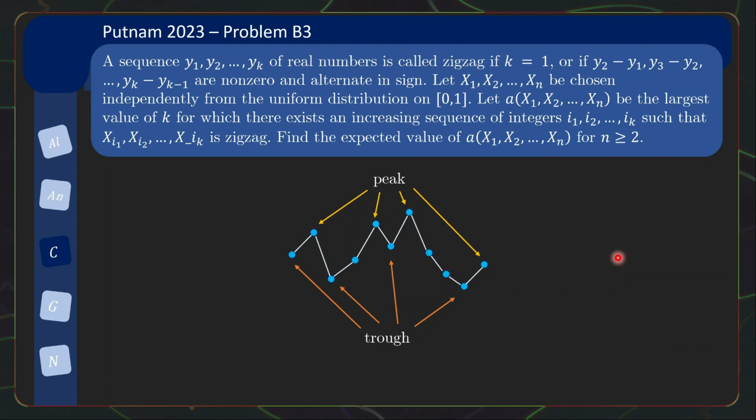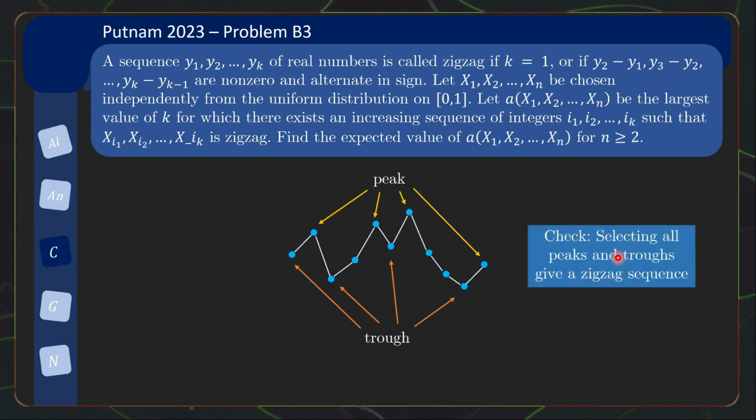Okay. Now, why do I bother with introducing the terms peak and trough? Because they will play an important role in our proof. Now, the first thing we check, and I think it's quite easy to motivate this claim, is that selecting all peaks and troughs will give a zigzag sequence. So in this case, if I go here, I indeed get a zigzag sequence. And it's not hard to check.